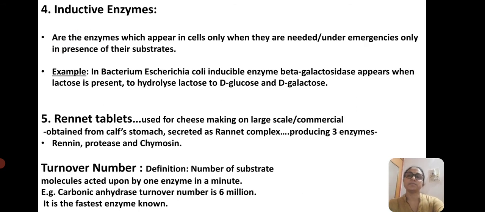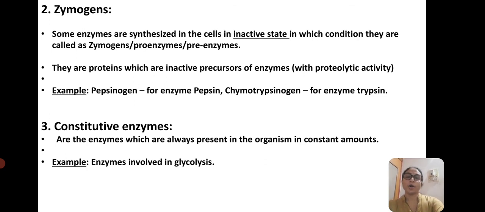These inactive state enzymes are nothing but zymogens or proenzymes, another name for zymogens. They are proteins that are the inactive precursor of the enzyme. They are present as inactive precursors of proteolytic enzymes and also other carbohydrate digesting enzymes. Other examples are pepsinogen for the enzyme pepsin, and trypsinogen for trypsin. So we use the suffix gen, pepsinogen, trypsinogen, for the inactive precursor of the enzyme. Such enzymes are called zymogens.